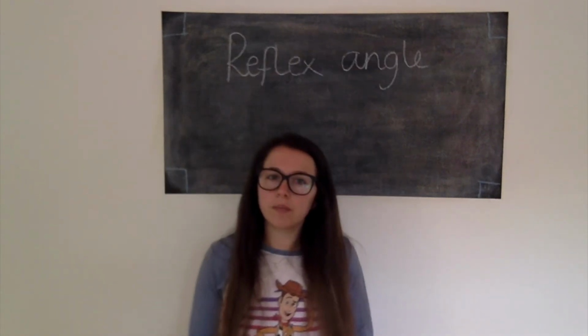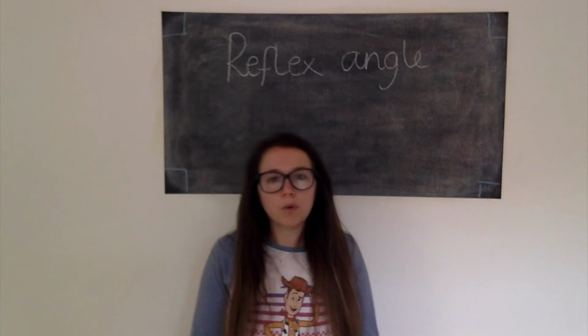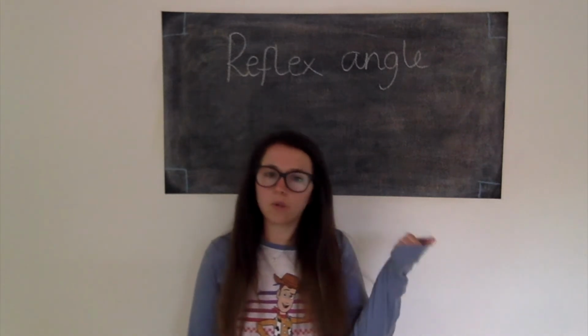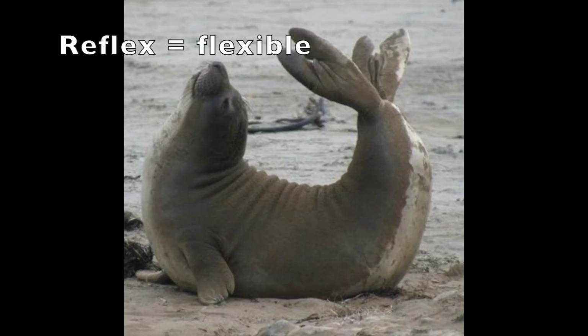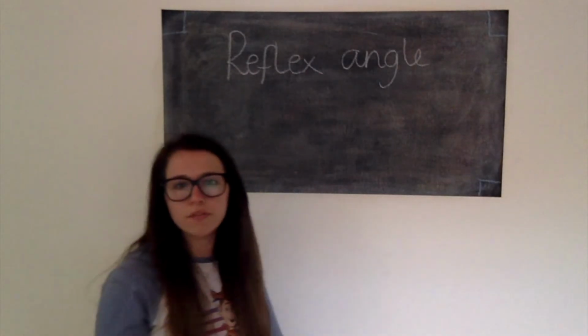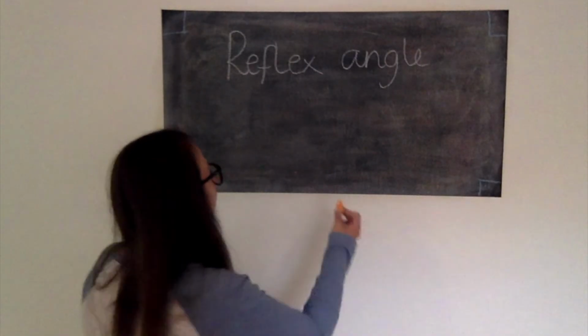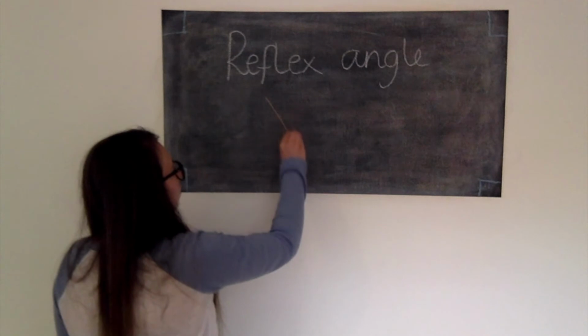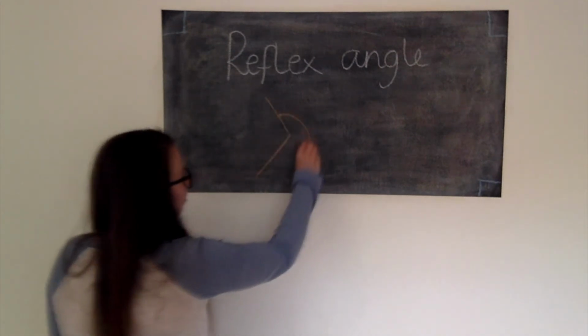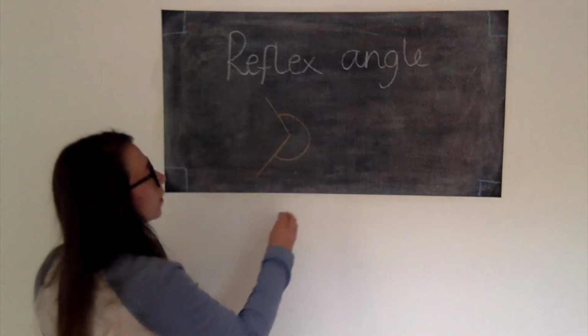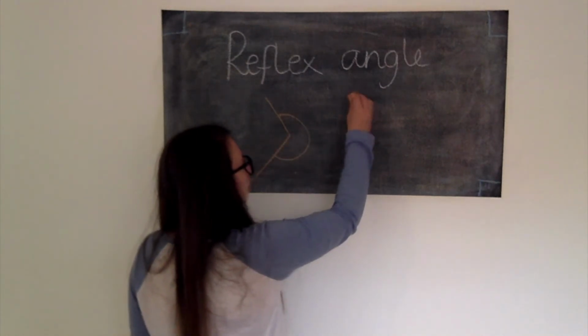Next one for you to think about is a reflex angle. Pause the video, tell me what it is, so what's the range between, and have a go at drawing one. So for reflex, I want you to think about that word, flexible. So now thinking mathematically, our reflex angle is an angle that is greater than 180 degrees. Okay, it's bigger than a straight line.